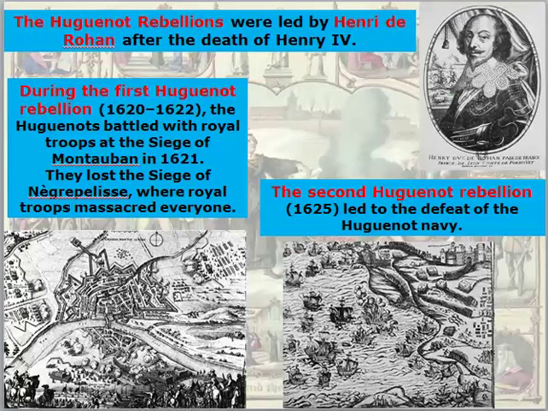So the Huguenot rebellions were led by Henry de Rohan after the death of Henry IV. During the First Huguenot Rebellion, the Huguenots battled with royal troops at the siege of Montauban in 1621. They lost the siege of Nègrepelisse, where royal troops massacred everyone. And here we have the second one, where they led to the defeat of the Huguenot navy. So the Huguenots are still putting up a fight.